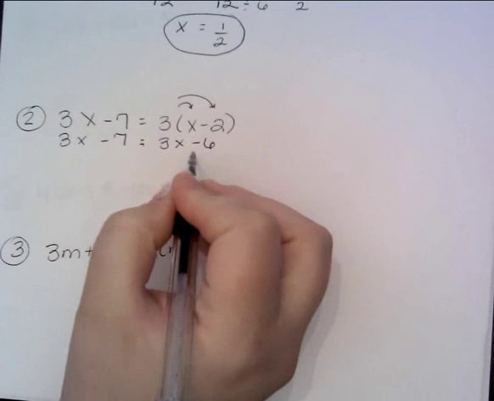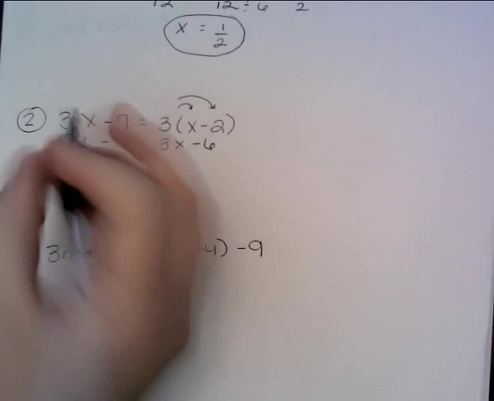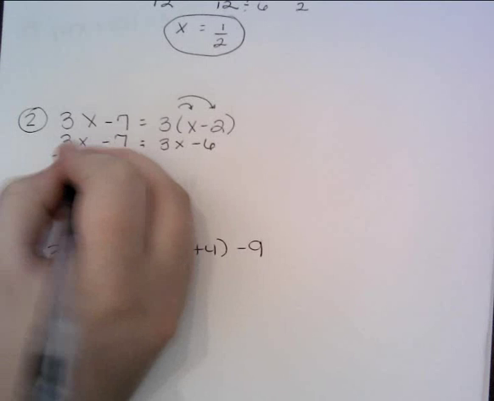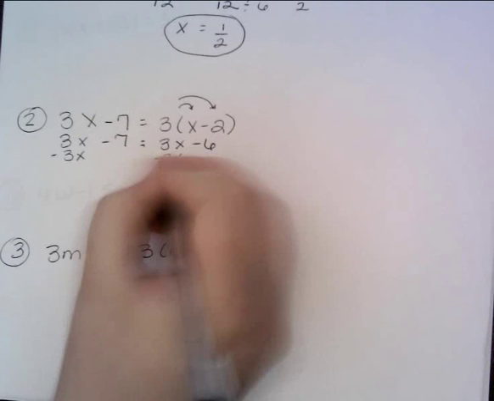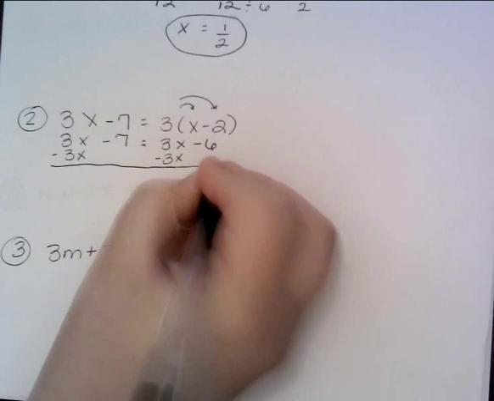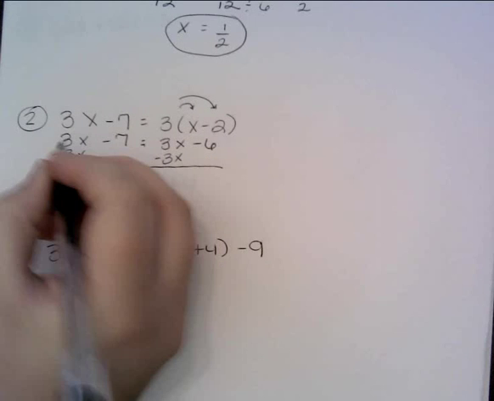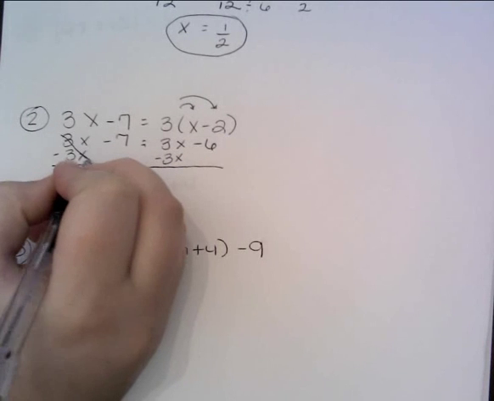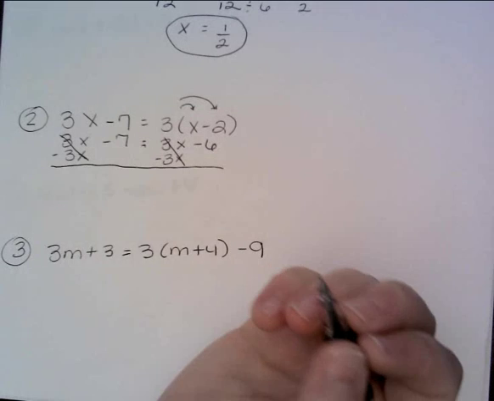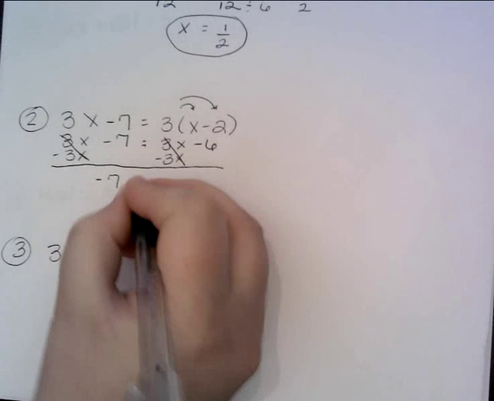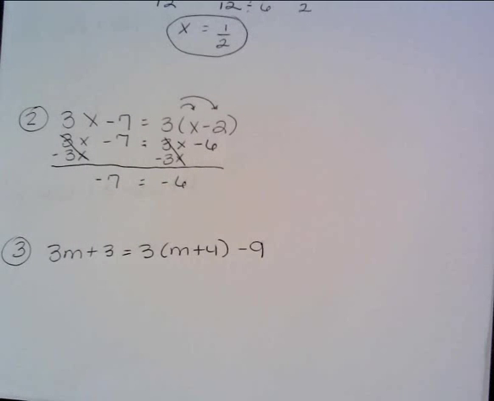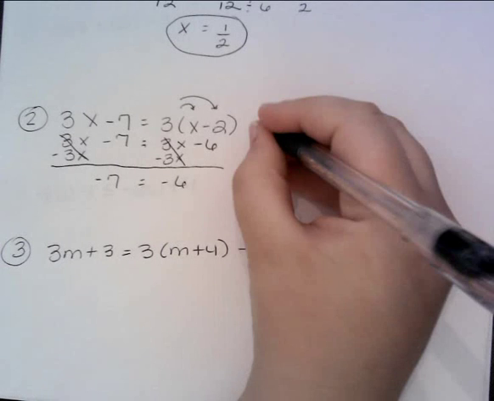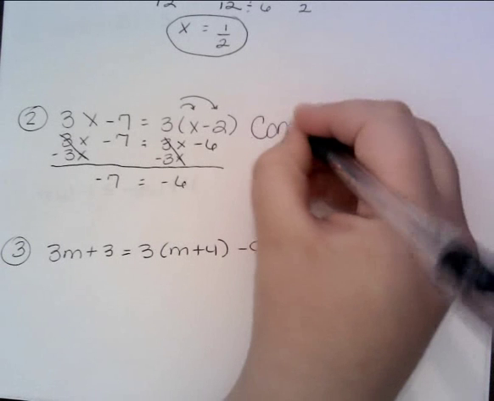So now we get all of our x's on one side. So I'm going to subtract 3x from both sides. Now look what happens. Those 3x's cancel. So you're left with negative 7 equals negative 6. This is called a contradiction.